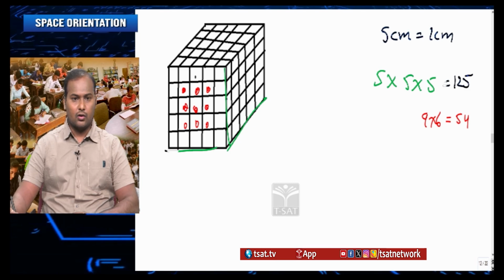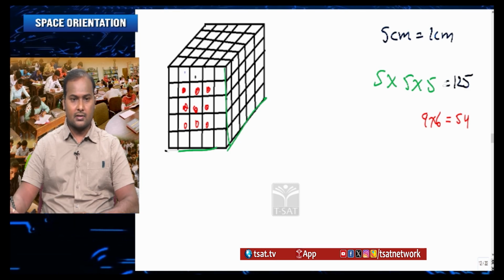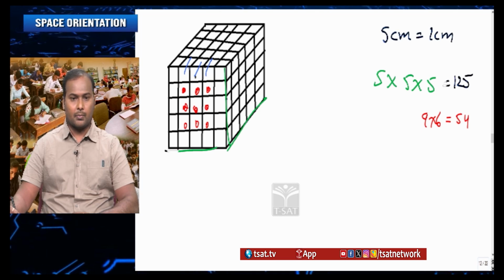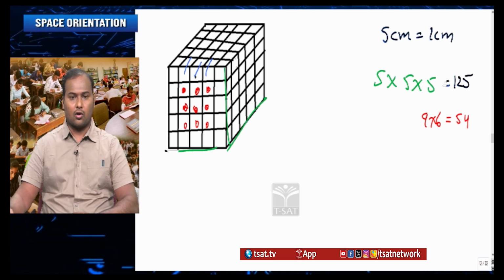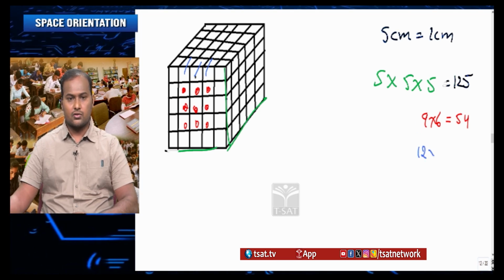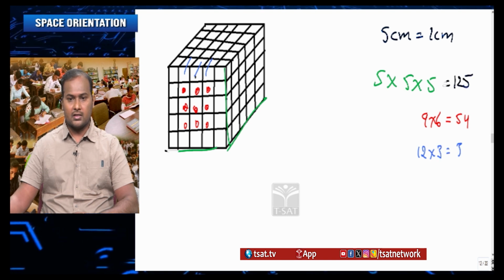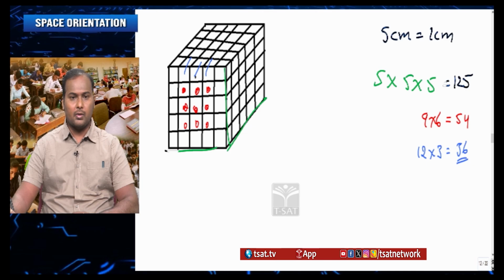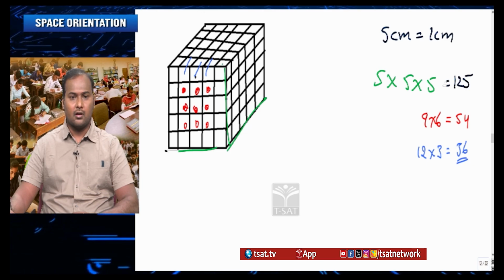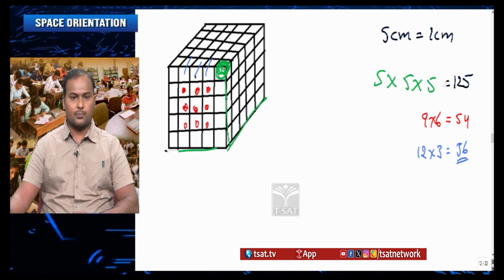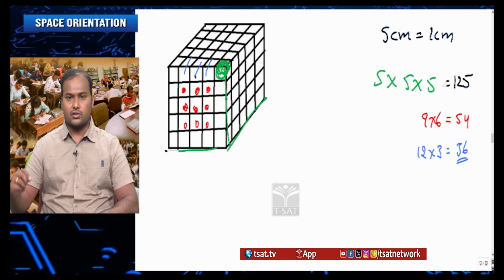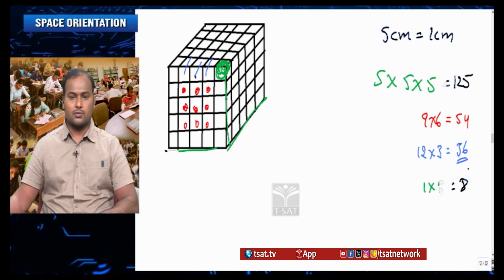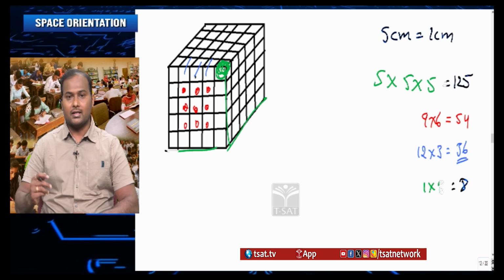In the same way, two side paint is always possible on the edges. How many here? Per edge, 3. Total how many edges? 12 edges. So 12 into 3, that is 36 cubes will have two side paint. And obviously, how many small cubes will have 3 side paint? We know that 3 side paint is always possible at the corner, and each corner is 1. So 1 multiplied by 8, total 8 small cubes will have 3 side paint.